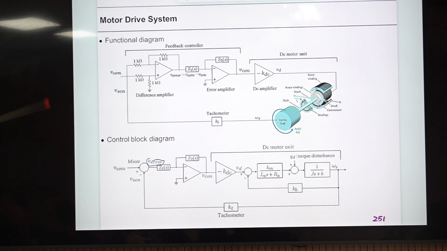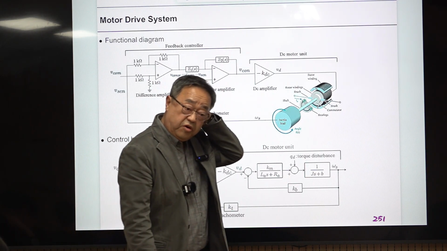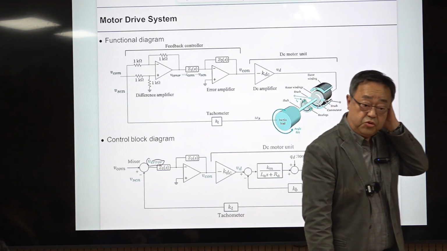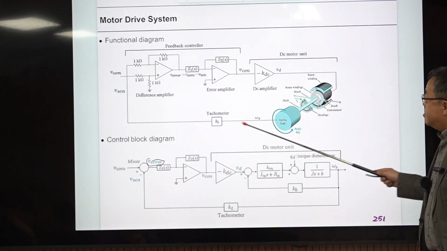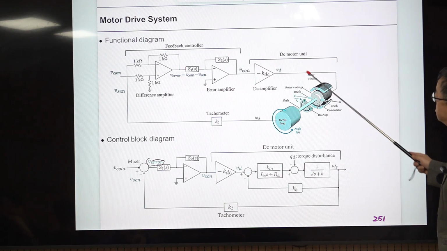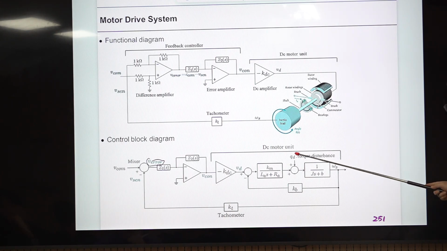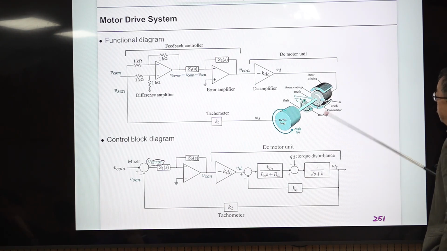I'm using this example. I used this in the control lecture, linear control system. This is a very good example, easy to understand. All right, so let me explain this. This is the DC motor unit. Maybe you can consider this is applied for the electric vehicles.